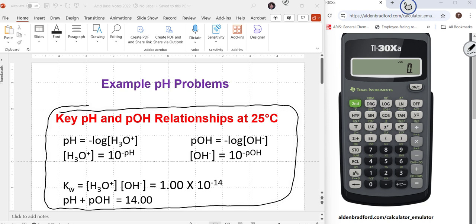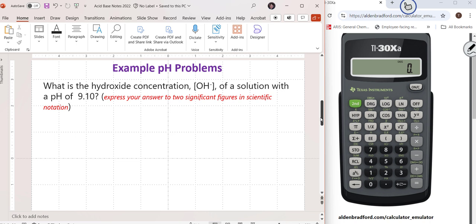In this first example, I'm looking for the hydroxide ion concentration, so that's OH minus, in units of molarity, of a solution that has a pH of 9.10. And so how am I going to start this?